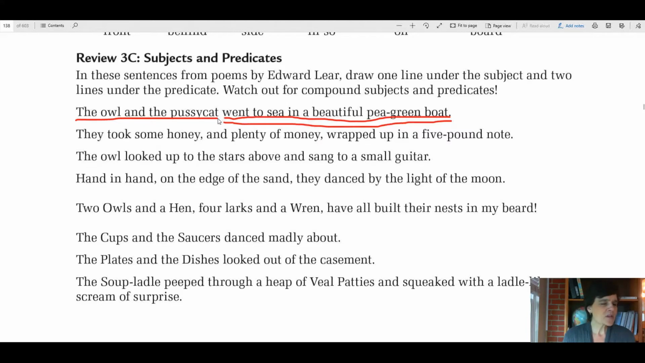Okay, we're going to find that once. Now, I think what it's wanting us to do, it didn't say, you don't have to erase yours, but I'm going to erase mine and we'll just fix it because it didn't really say. Now, went to sea in a beautiful pea green boat. That's the entire predicate. We call that the complete predicate. But I think what it's wanting us to do is underline just the verbs because the verb is the simple predicate. That's the main one. And then the subject is the main thing in the subject.